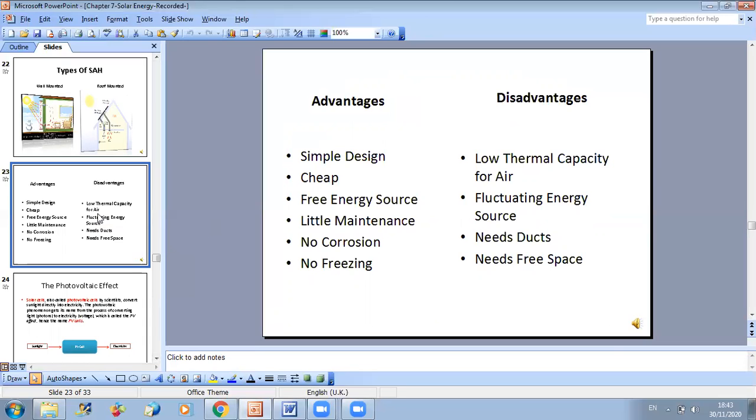And concerning the disadvantages, we know that air has a low thermal capacity, so we cannot use the system when a very high amount of energy is needed. We have a fluctuating energy source, so solar energy is not always available at all times, and we need the ducts and free space.